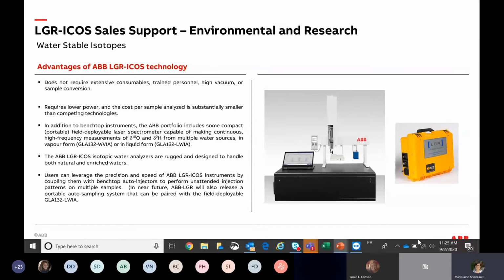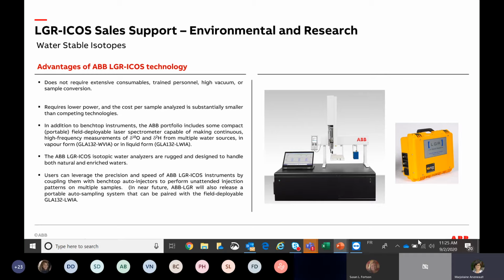If we summarize the advantages of ABB LGR ICOS technology, we already mentioned them, but it's always good to cover them again. It does not require any extensive consumable, trained personnel, high vacuum, or sample conversion like it would for mass spectroscopy. It requires lower power, and the cost per sample analyzed is substantially smaller than competition technology. In addition to the benchtop measurement, the ABB portfolio includes some compact portable field deployable spectrometers, such as illustrated here in the yellow box. The ABB LGR ICOS water analyzers are rugged and designed to handle both natural and enriched water, as described by my colleague Susan.